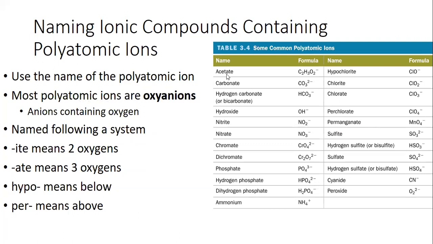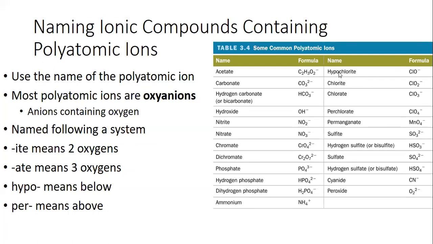A polyatomic ion is an anion made of multiple atoms. So here, for example, we have acetate: 2 carbons, 3 hydrogens, 2 oxygens. Overall, that whole compound has a charge of -1. A lot of these are oxyanions, which just means they have oxygen in them. And there's some logic to this. If we look at compounds that have the same anion, here we have 4 compounds that have chlorine and oxygen, and they all have a -1 charge.